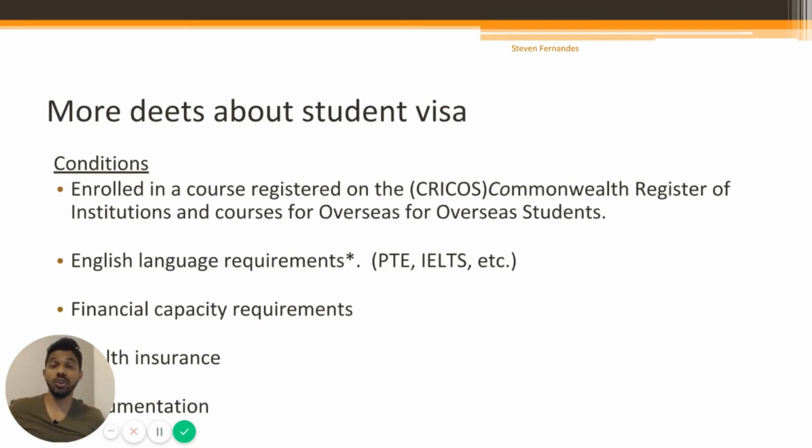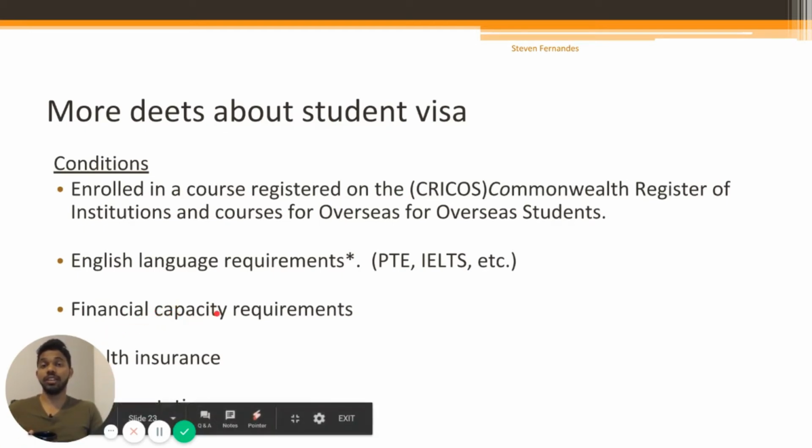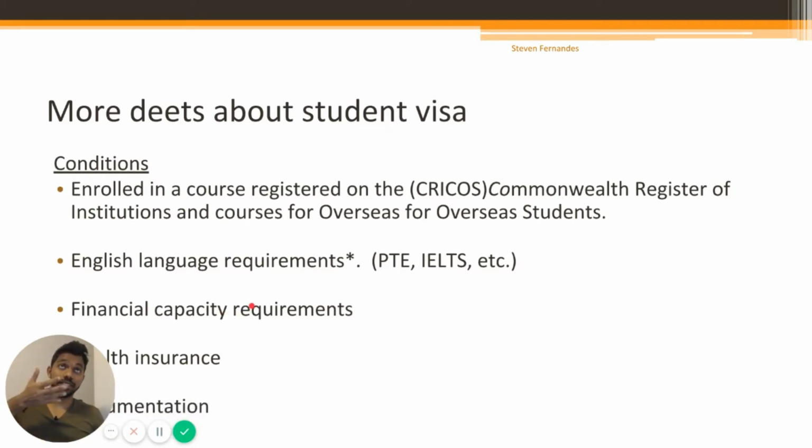You can apply for a scholarship to university. You can take a student loan if you're eligible for that. So there are different ways to go about doing that. But just be aware that being able to prove your financial capacity is important, because the government wants to ensure that once you come here, you're able to sustain yourself. You need to have health insurance, and you need to have documentation. Documentation will include your certificates from your college or your previous university or studies. You need to get those notarized, and there'll be a bunch of documentation that you need to do.